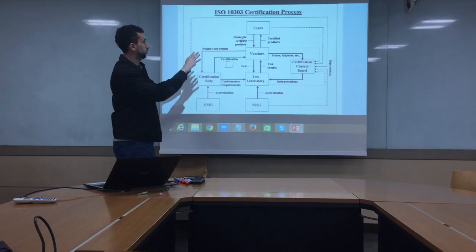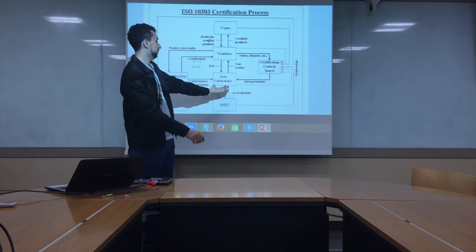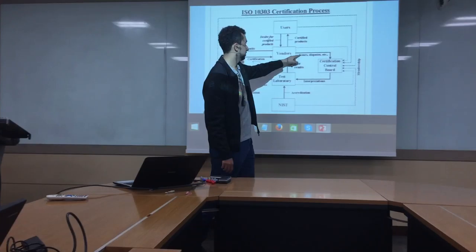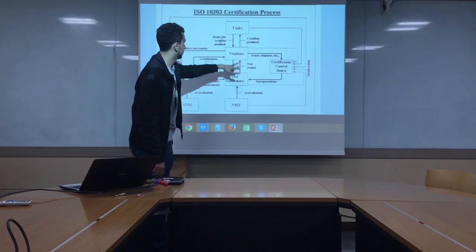So, just briefly, the idea is that the vendor will make tests and give them to the laboratory. The laboratory will give the test results. If the test results are passed or positive, then we go to the certificate, submit this to the certification body, and they get certified. Otherwise, there will be some disputes or issues, so this cycle can be taken as many times as necessary until positive test results are given, and then certification is provided.